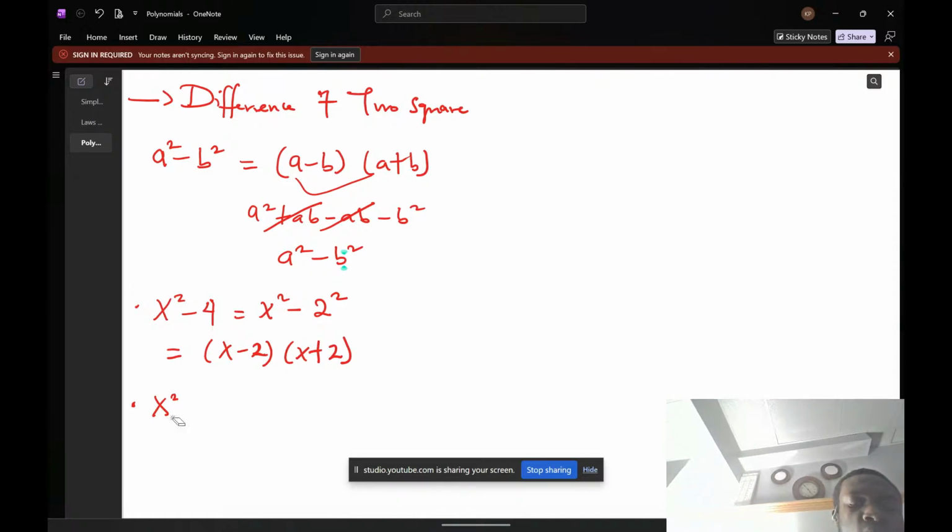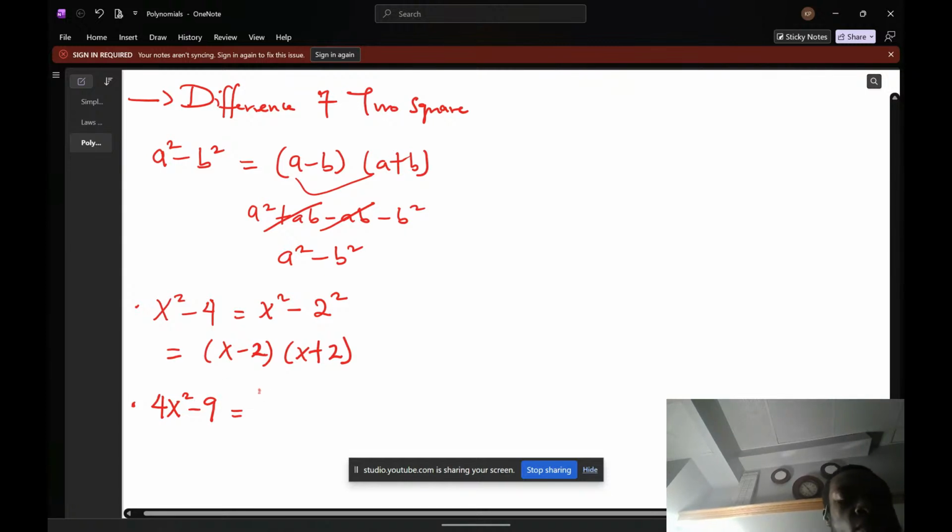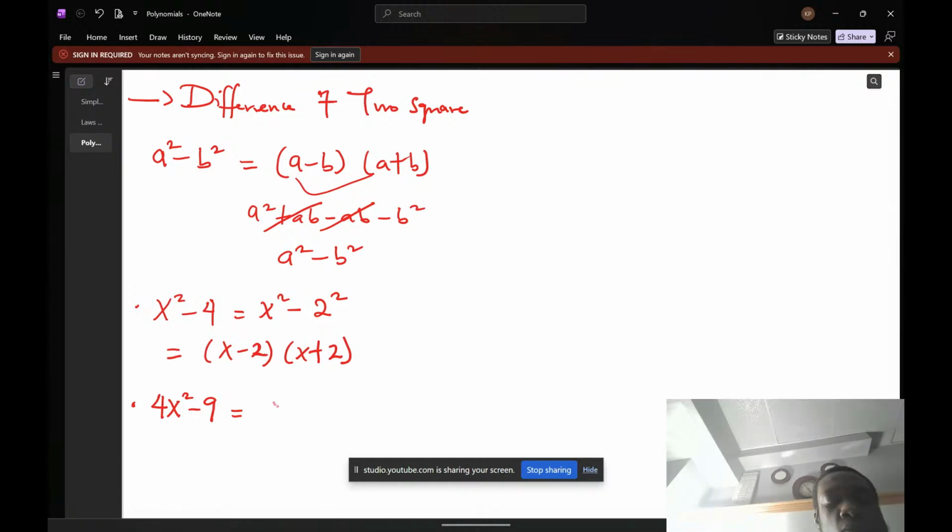Let's do 4x squared minus 9. Okay, 4x squared minus 9. So let's break it down. We know that the square root of 4 is 2. The square root of x squared is x. The square root of 9 is 3.